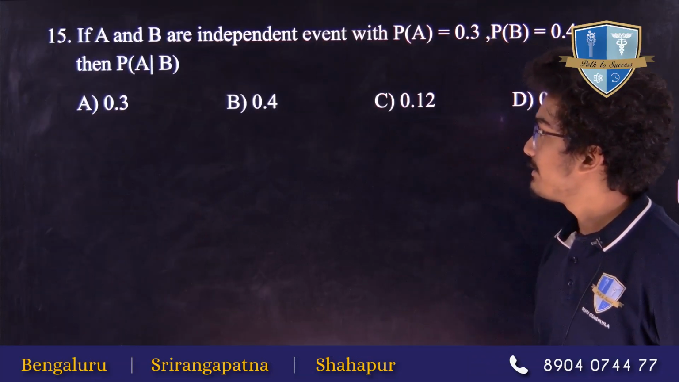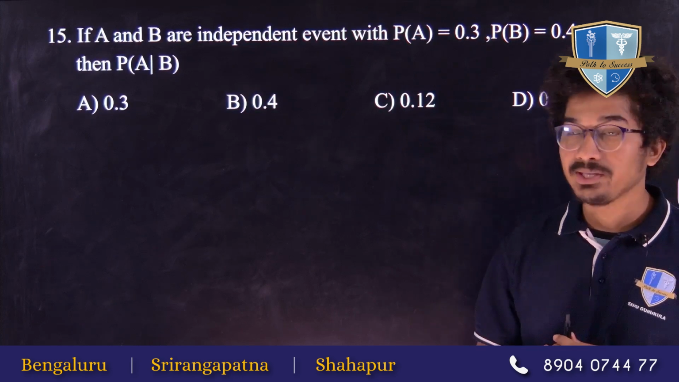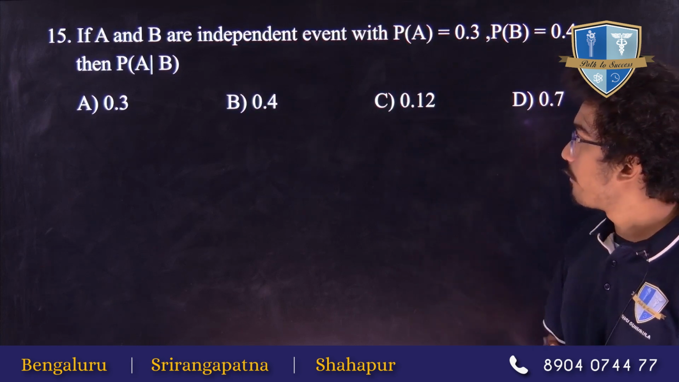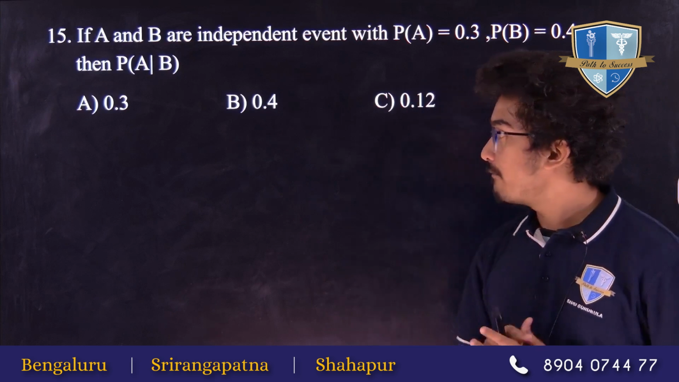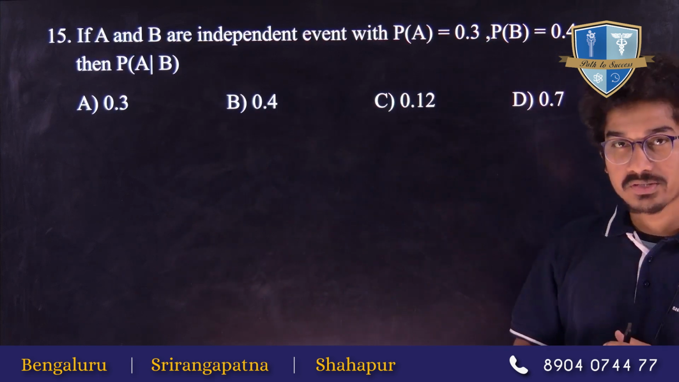The next question is, if A and B are independent events with probability of A is 0.3, probability of B is 0.4, then probability of A given B will be. So our options are 0.3, 0.4, 0.12 or 0.7.